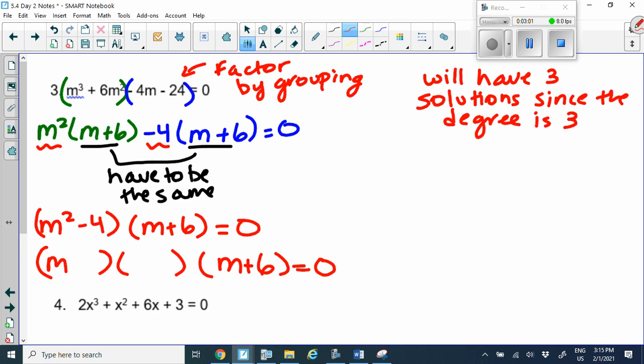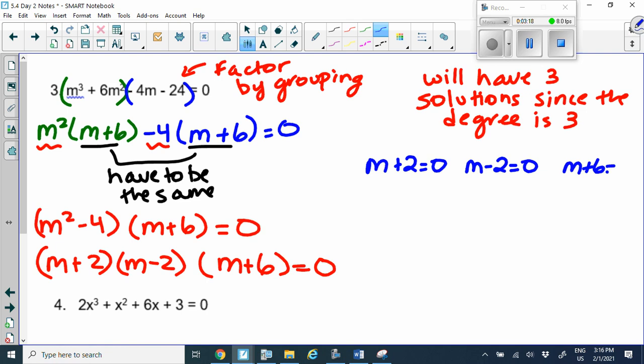Okay, we have m and n. Let's take the square root of 4, which is 2. Remember, we have 1 plus, 1 minus. Now we set each of our factors equal to 0. So I have m plus 2 equal to 0, m minus 2 equal to 0, and m plus 6 equal to 0. So I'm left with m equals negative 2, m equals 2, and m equals negative 6.